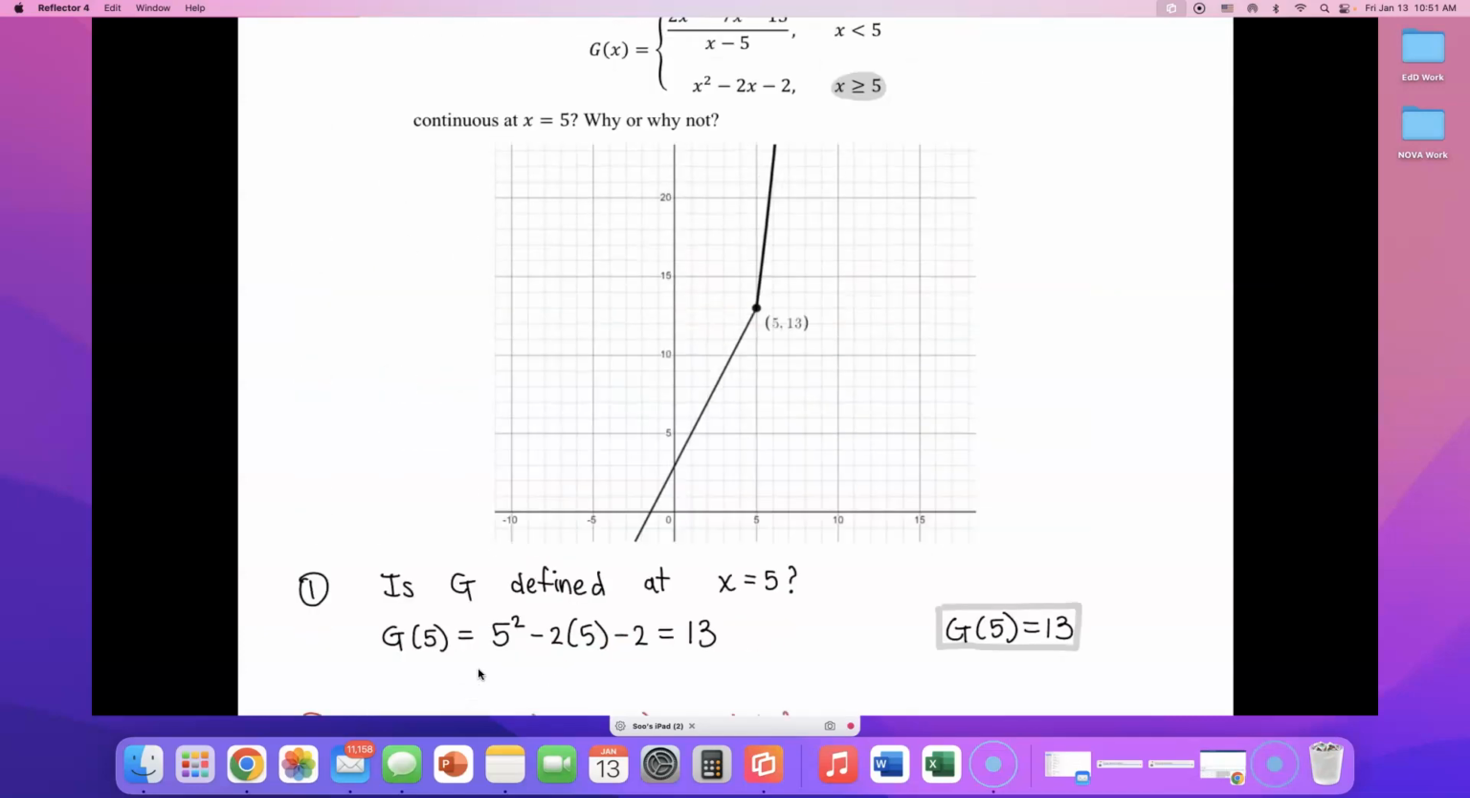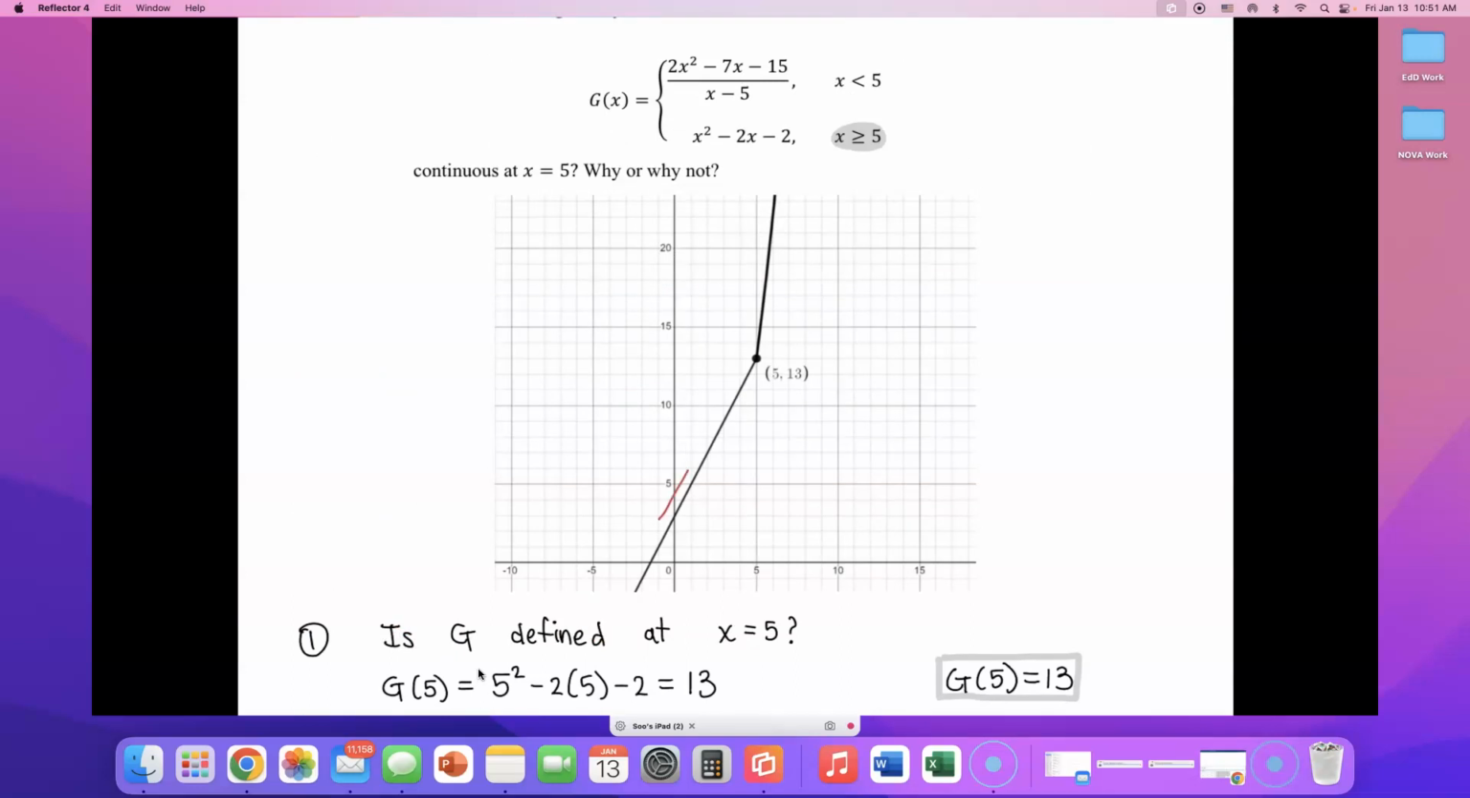So in other words, from the left side, what is this function value approaching? From the left side, this function was going up to 13. From the right side, this function was going down to 13. So left-hand limit, right-hand limit, by just the look of this graph, they both are approaching 13. But show that algebraically, okay?